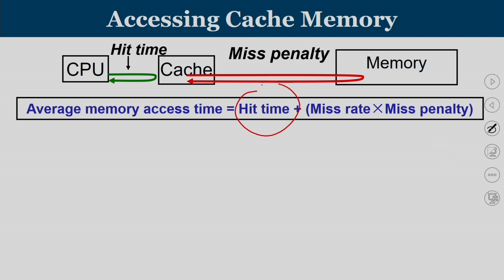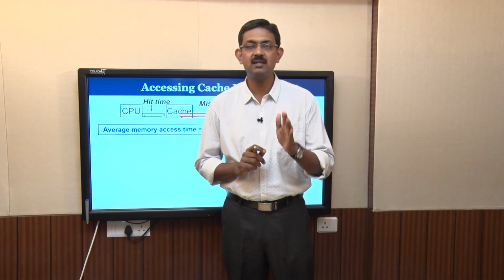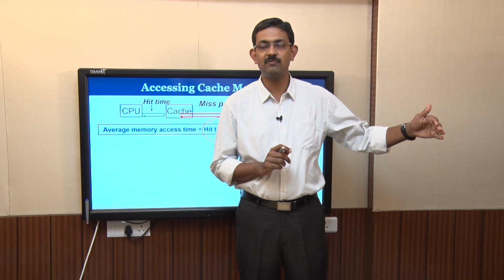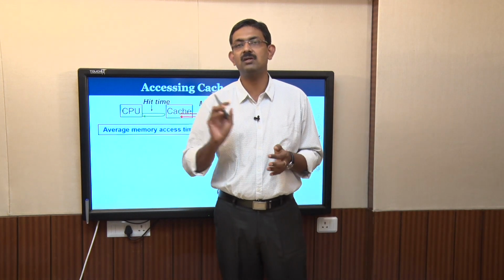Let us see what is the aspect of hit time. When the CPU gives an address, it may or may not be present in the cache. Whether it is present in the cache or not, we have to perform an indexing. That means you go into the appropriate index and then perform a tag comparison. Then only we will come to know whether it is a hit or a miss. If it is a hit, we return the requested word. If it is a miss, then the miss penalty starts. You go to the next level of memory, bring a block of data and then you return the word.